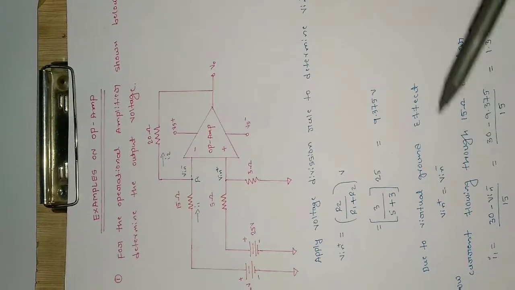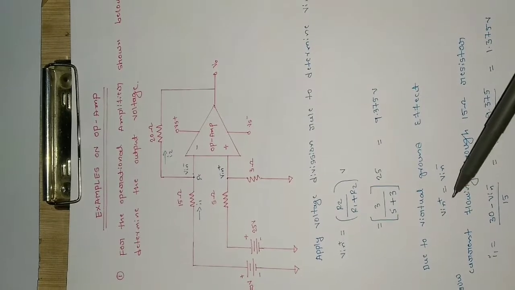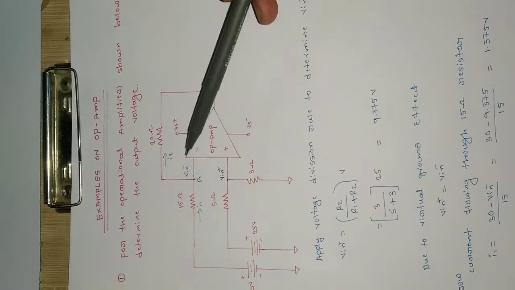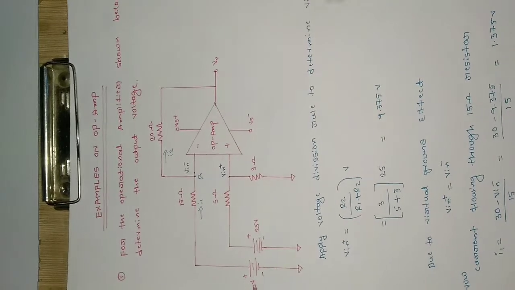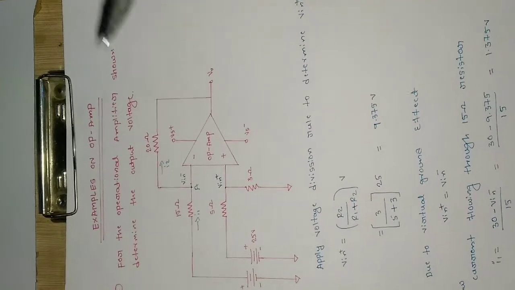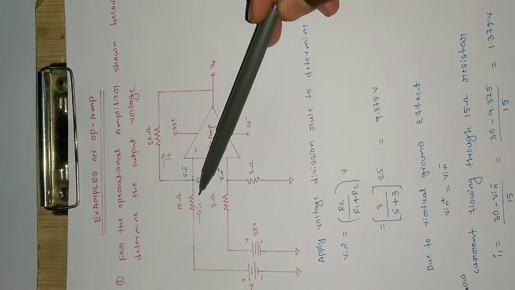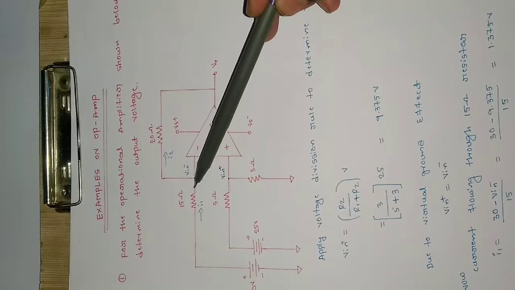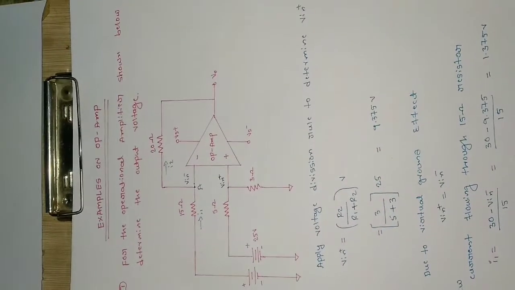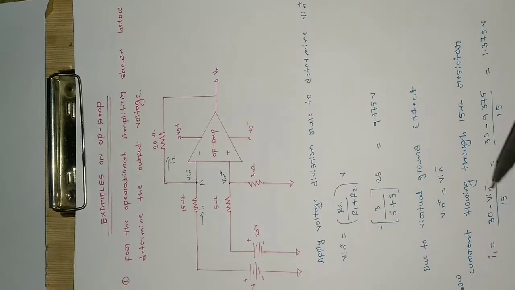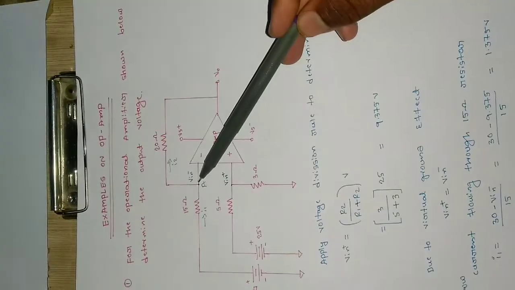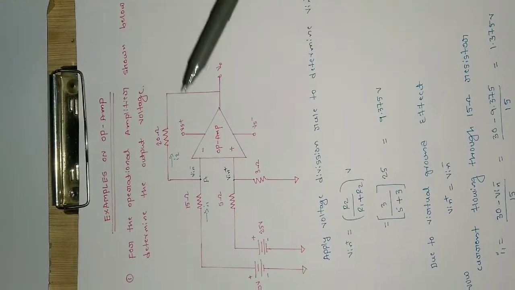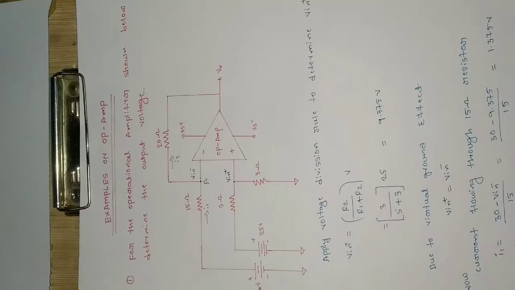Now due to the virtual ground effect, as I said, V in plus will be equal to V in minus. That means these two voltages are equal to each other. Now I want to find out the current which is flowing through the 15 ohm resistor here. So what I will do, I will apply again the voltage division rule here. That is, this voltage minus this voltage divided by this resistance. So I will be applying Ohm's law. So I is equal to V by R.